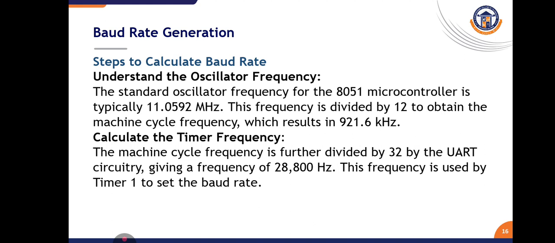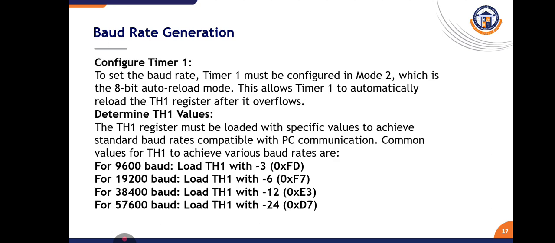So these are the steps to calculate the baud rate. Understand the oscillator frequency and calculate the timer frequency. Starting with the clock oscillator frequency, the standard oscillator generates 11.0592 MHz. The frequency divided by 12 gives the machine cycle frequency. The result is 921.6 kHz. Coming to calculating the timer frequency, this frequency is divided by 32 by the UART circuit, giving 28,800 hertz, the frequency used by timer 1 to set the baud rate.